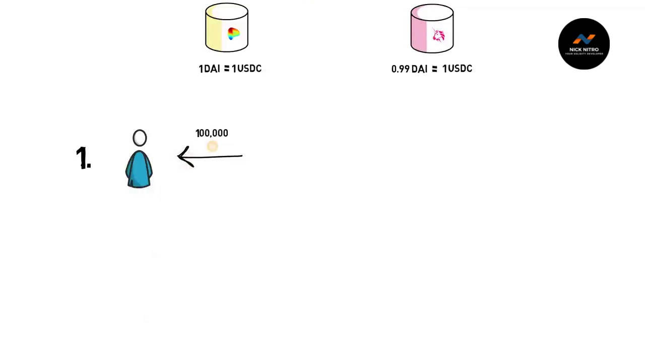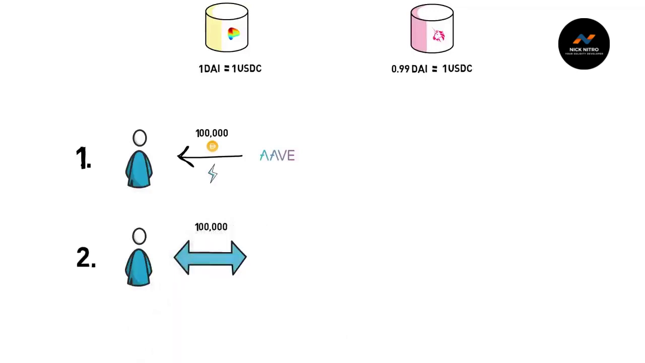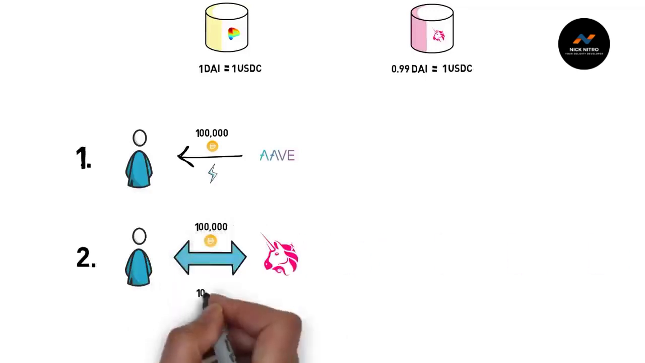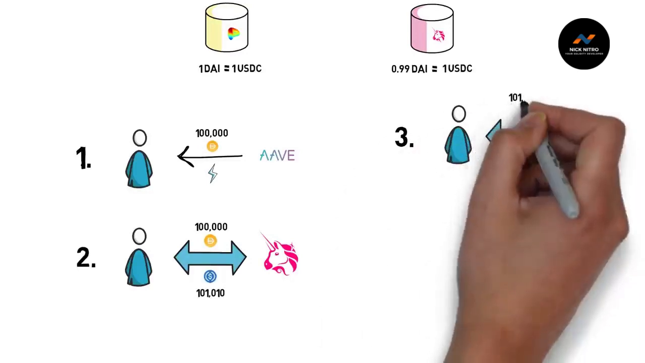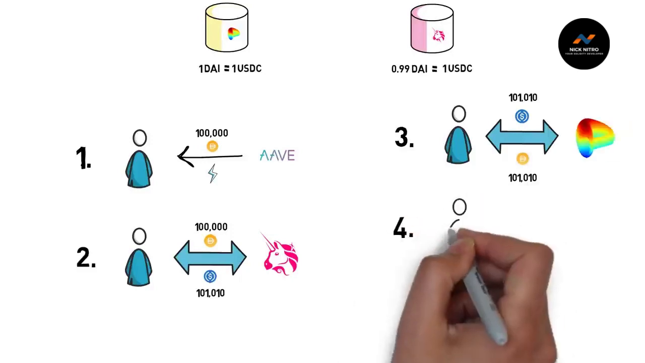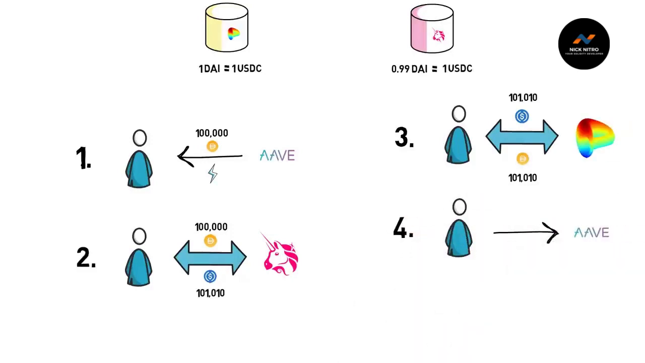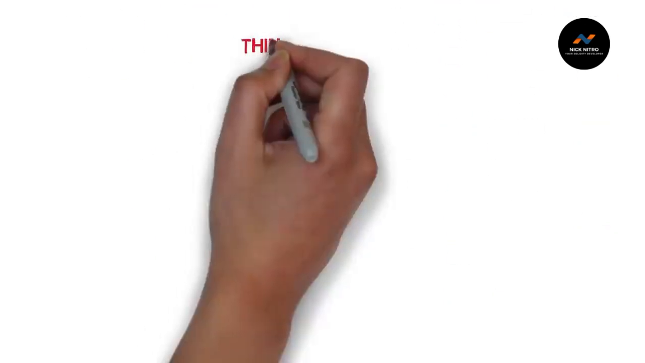Borrow 100,000 DAI from Aave via Flash Loan. Swap 100,000 DAI for USDC on Uniswap and receive 101,010 USDC. Swap 101,010 USDC for 101,010 DAI on Curve. Repay initial 100,000 DAI plus 0.09% fee, which equals 100,900. Profit 110 DAI. This looks nice, but we have to take a few extra things into consideration.